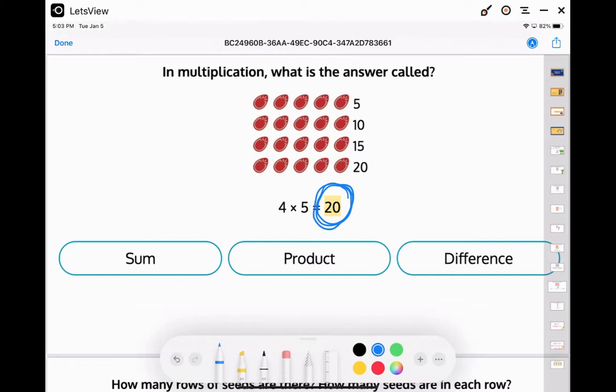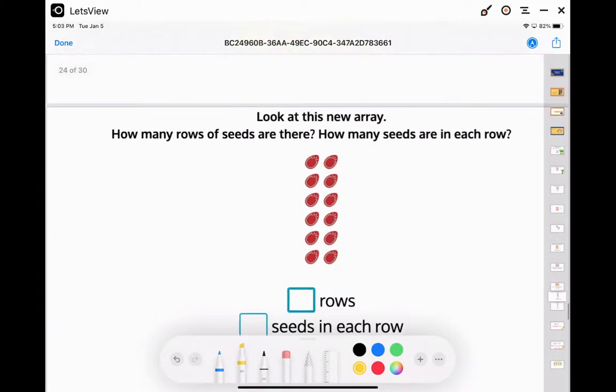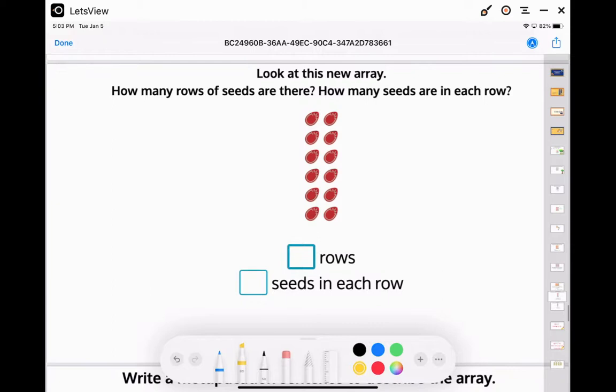You are absolutely correct, guys. Whenever we are multiplying, the answer to a multiplication equation is called the product. Great job. Let's take a look at a new array. How many rows of seeds are there? And how many seeds are in each row? Let's start with how many rows there are. In your Nearpod, please tell me how many rows of seeds are there.